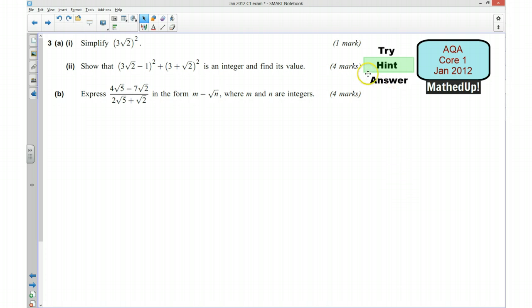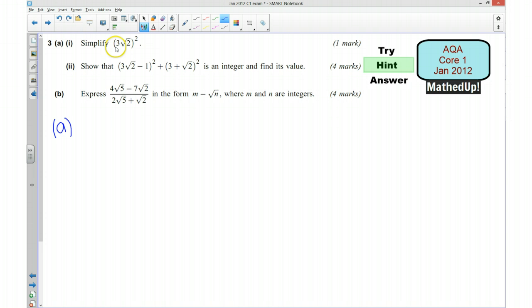What I'm now going to do is give you a hint as to how you can go about answering the question, and rather than just giving you a hint, I'm actually going to help you get started with each part of the question. So for part A, it's asking us to simplify 3 root 2 squared.